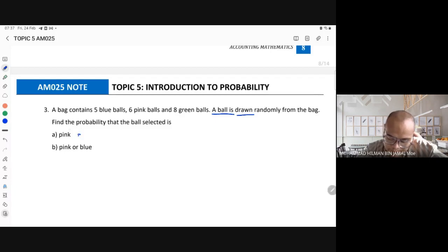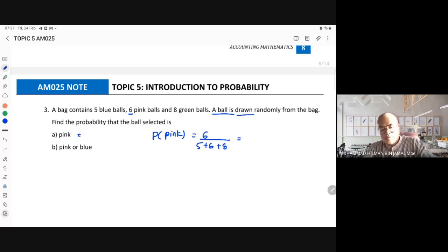Okay, so probability untuk dapatkan pink, so 6 lah. 6 perkan dengan total dia. So probability of pink, 6. So total dia berapa? 5 tambah 6 tambah 8. So akan dapat 19. 6/19.